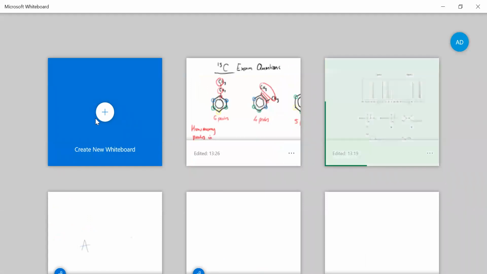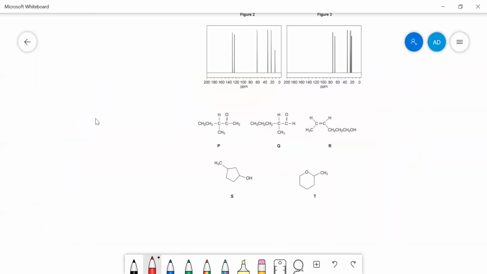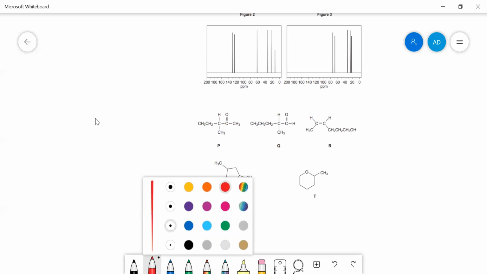So I'll get it up here. I think it was 2015 on the old module 4, if you want to look at the old paper. Okay, so what have we got here then? We've got the spectra, 2 different spectra here.